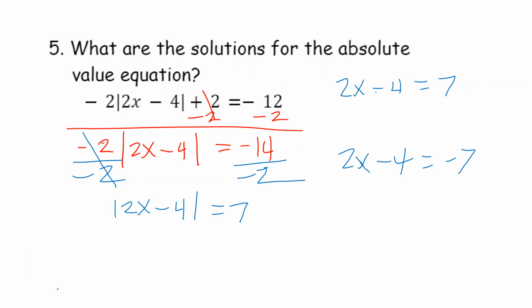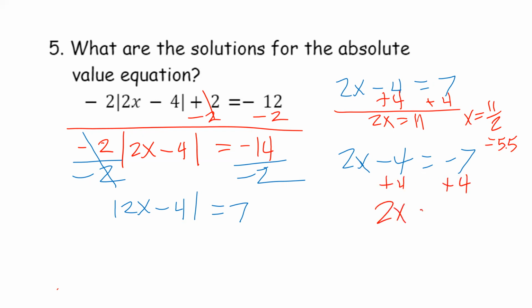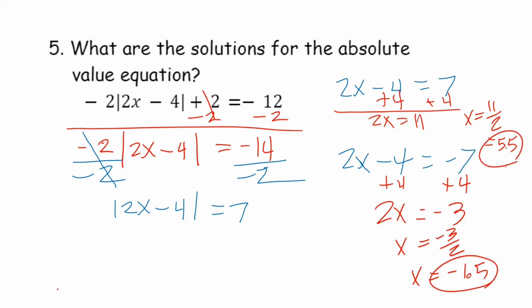Now, when you do that, you're going to add 4 to both sides. So you're going to have 2x equals 11, and then 11 divided by 2, or approximately 5.5. This one's going to be negative 7 plus 4, so that's going to be negative 3. 2x equals negative 3. Negative 3 divided by 2, which is negative 1.5. So you got two solutions here, positive 5.5 and negative 1.5.